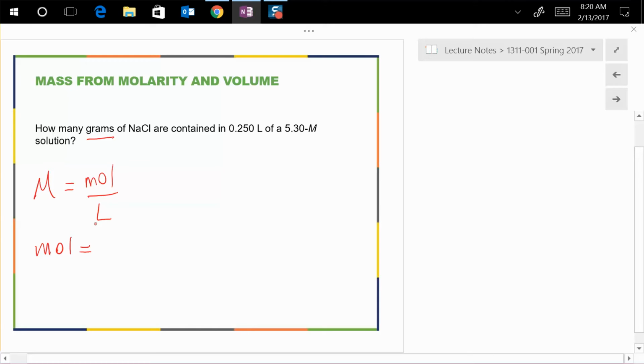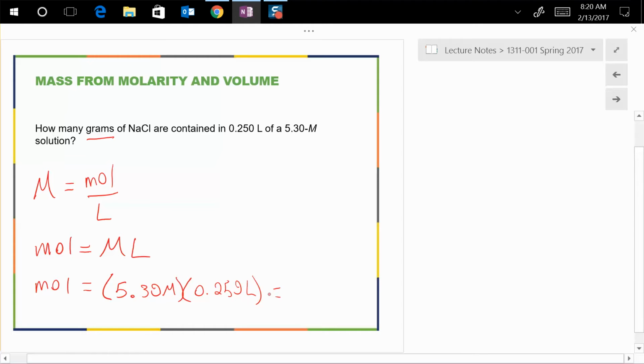Okay, so you're saying you found the moles. So what does it equal in the equation? What variables? Molarity times the liters, right? So the moles equals molarity, 5.30 molar, right? Times the liters, which are 0.250 liters.